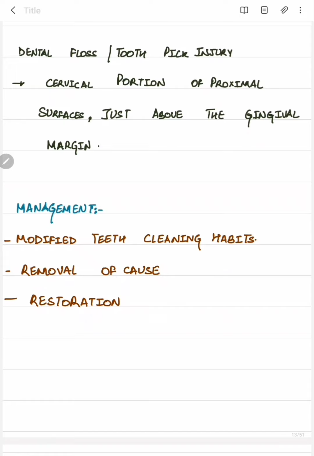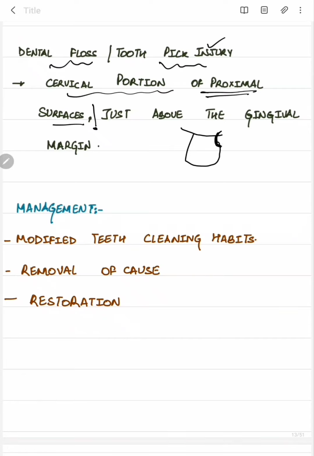So in dental floss or toothpick injury, we can see cervical portions of the proximal surfaces to be affected, right, just above the gingival margin. So the cervical portion of the proximal surfaces of the tooth is basically affected in dental floss or toothpick injury.